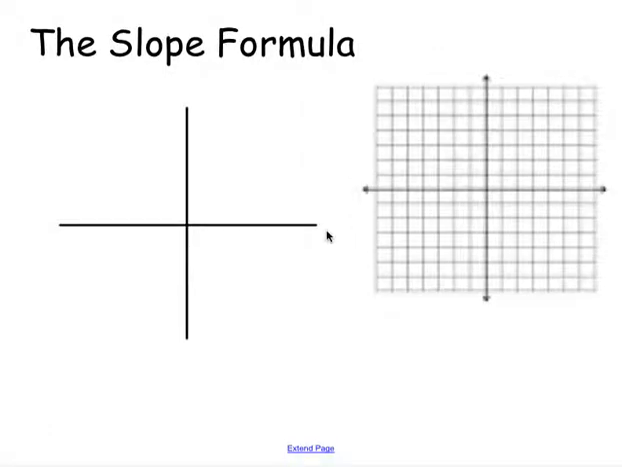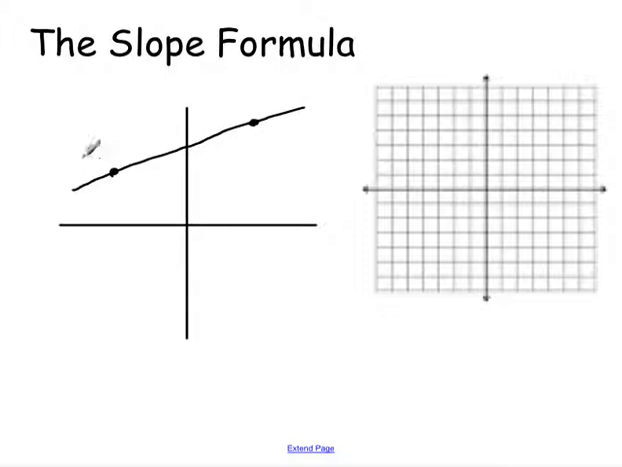Okay, so in this video, we're going to look at what's called the slope formula. The slope formula is a process that we can go through to find the slope given any 2 points. So I'm going to draw a point over here and a point in this space here, and I want to know what the slope of this line is.